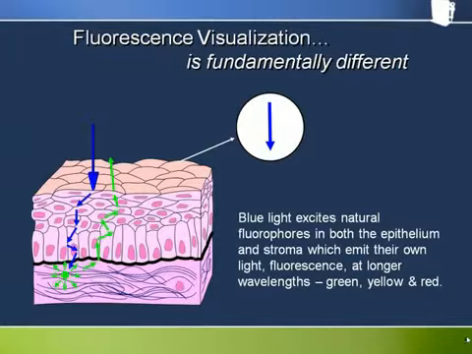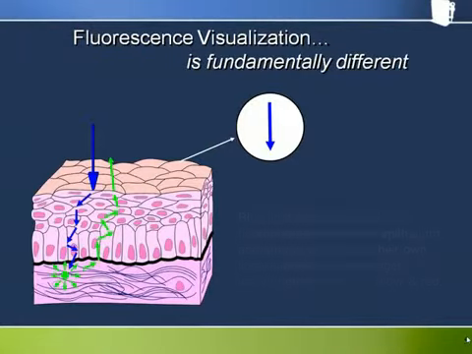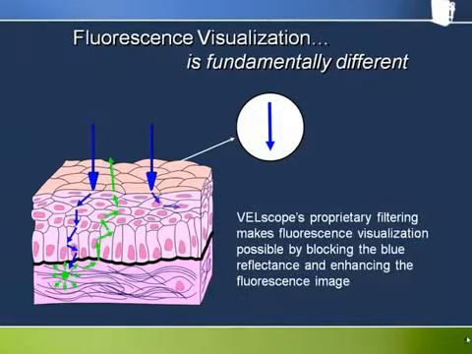Blue light excites fluorophores in both the epithelium and the stroma. The natural fluorescence from the tissue is relatively weak, much less bright than the blue reflected light. The Velscope handpiece allows us to see the natural fluorescence by blocking the much brighter blue light reflected back from the tissue. Also, proprietary filtering of the fluorescence light is performed to optimize the contrast between normal and abnormal tissue.